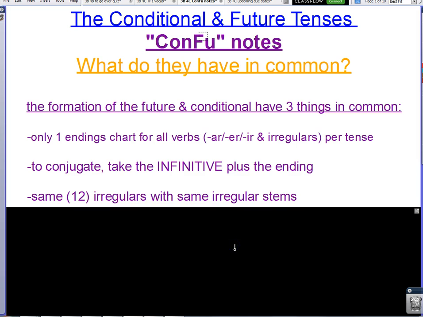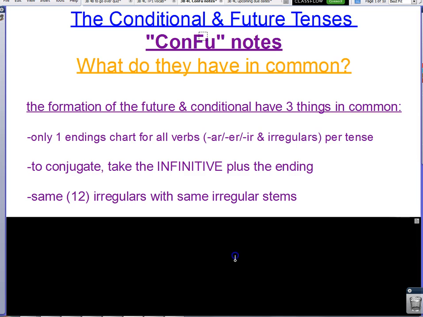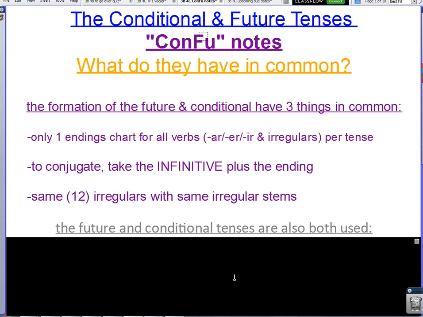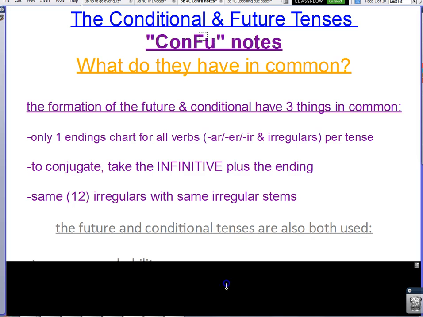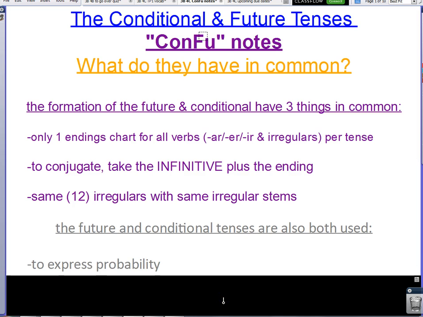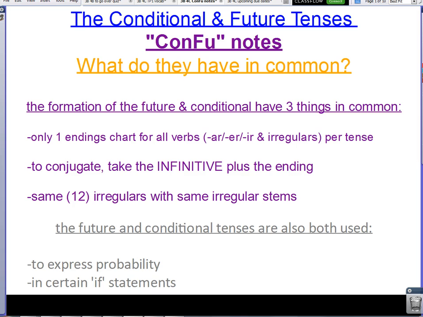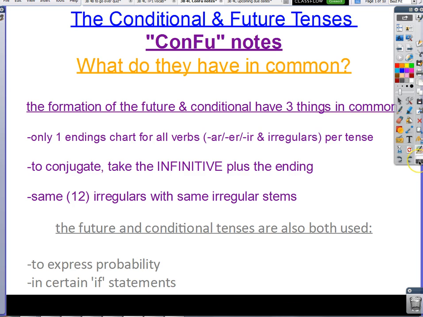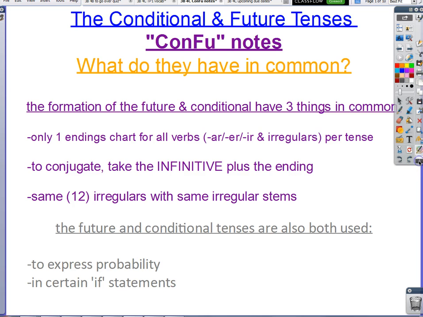And the future and the conditional share the same 12 irregulars, and they are treated exactly the same in both of the tenses. The future and the conditional also are both used to express probability. This is not going to be a main focus, but it's good to know as you're finishing 3B and about to go off into either the real world or Spanish 4, maybe, and in certain if statements, and that will be important in this unit. I'm moving on. Press pause if you need to.